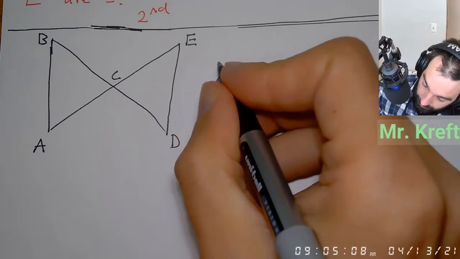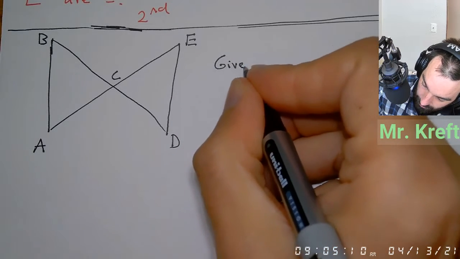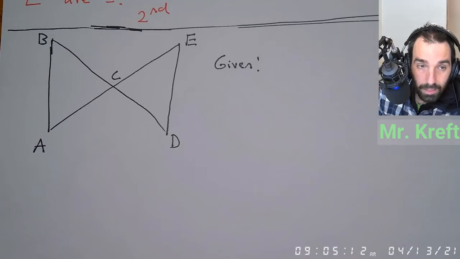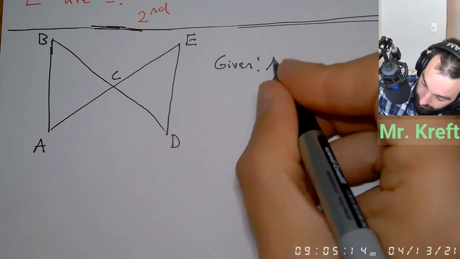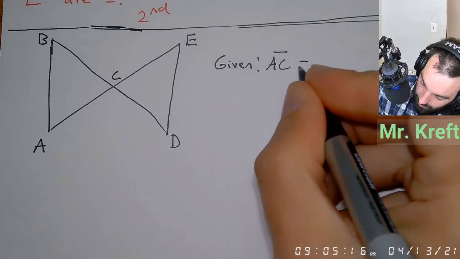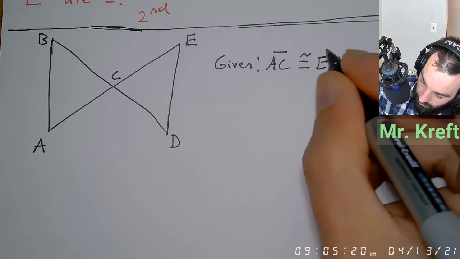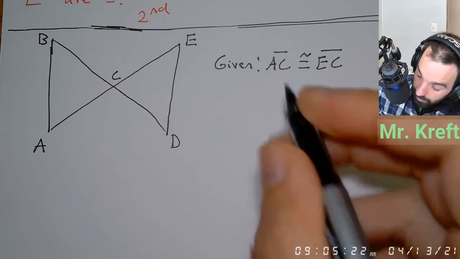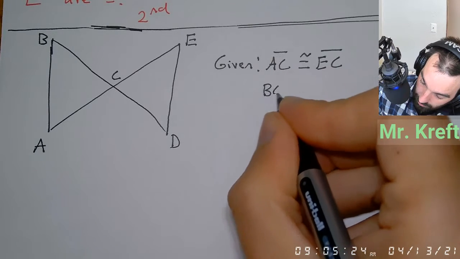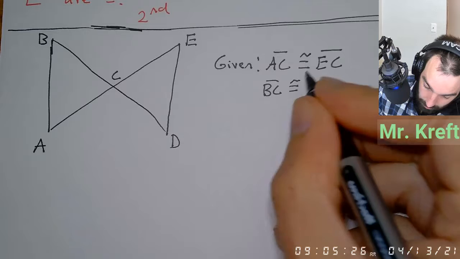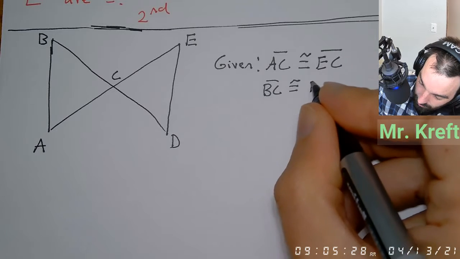And then I'm going to have some givens. I'm going to have two givens. The first is that segment AC is congruent to segment EC. And my second one is that segment BC is congruent to segment DC.